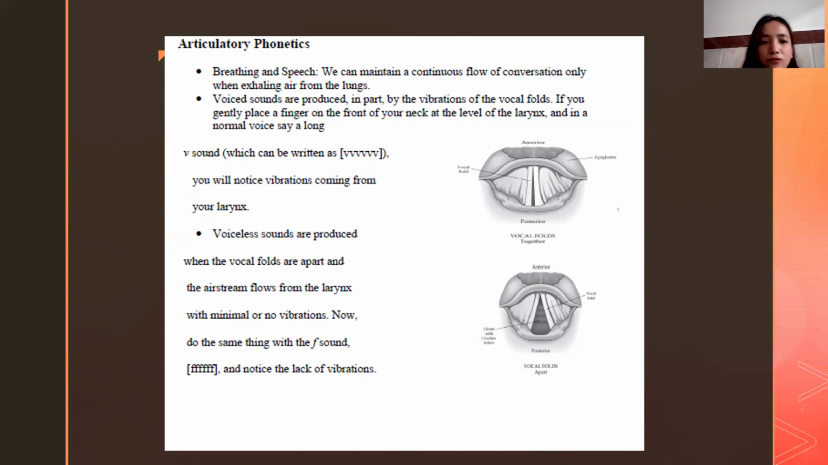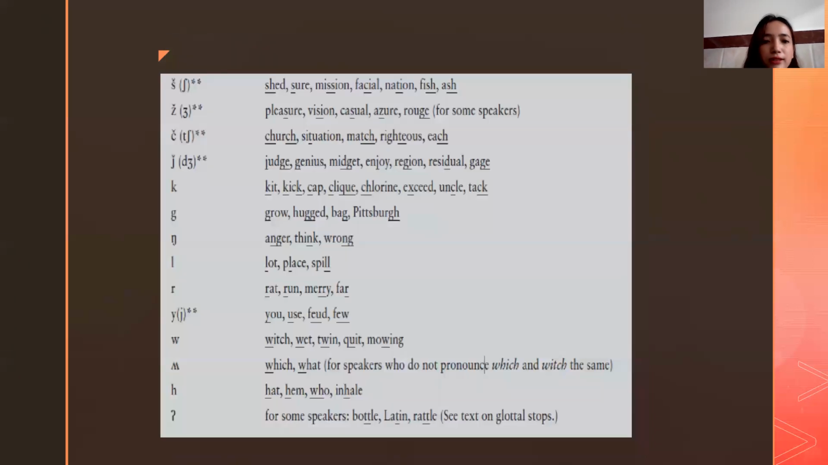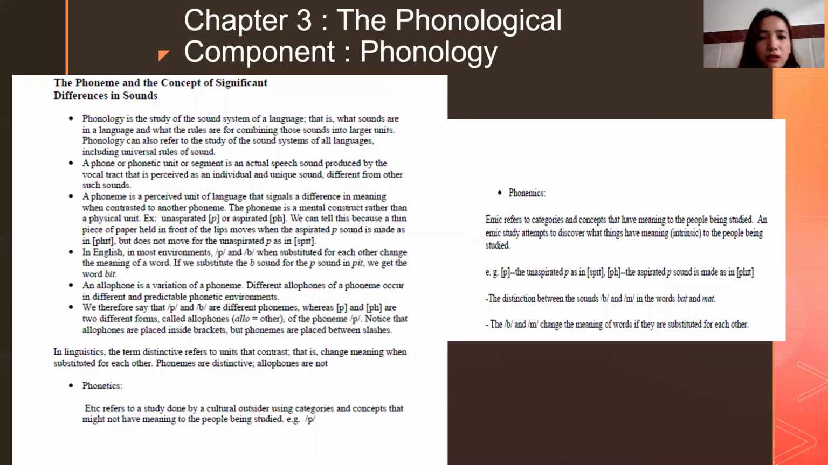Like the V sound, which can be written V. You will notice a vibration coming from your larynx. It's the way that we can notice our pronunciation and know how we can produce the word correctly. Like these sounds: shed, saw, mission, facial, nation, fish, us. So we can know how we pronounce it, how we can use our vocal cords or larynx, and know where to produce it effectively.